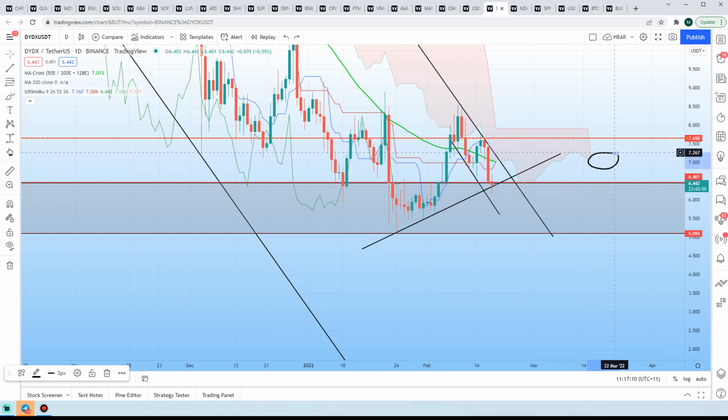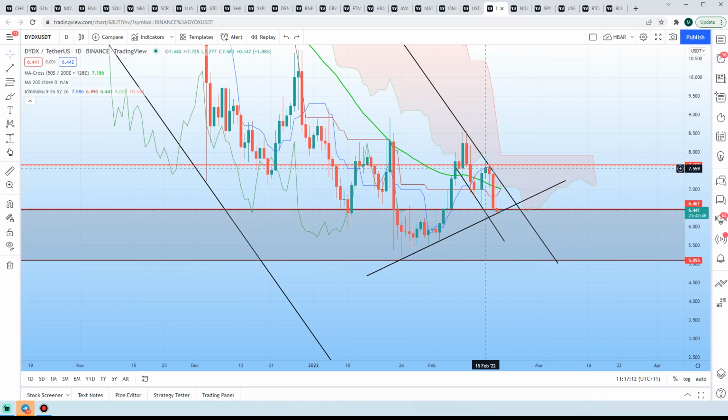It means we have a potential move upwards incoming. At the moment, conversion line is still very high. Lagging span over here, you can hardly see it. It's still very low. Baseline, we're still under the baseline.